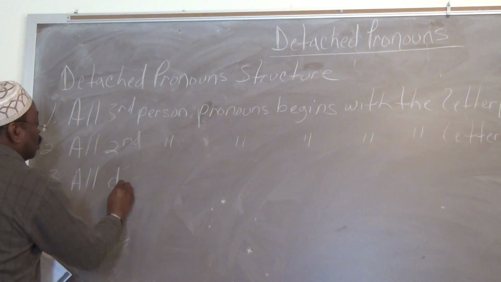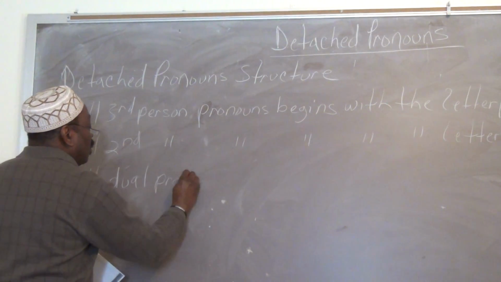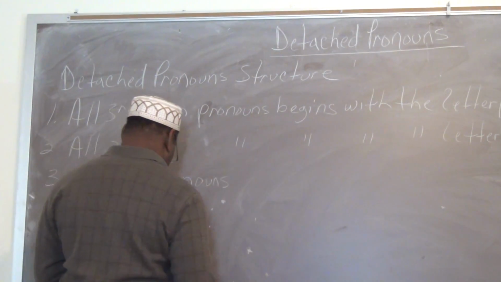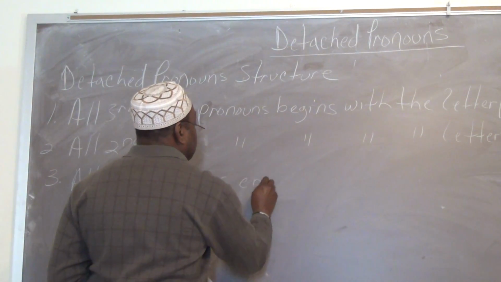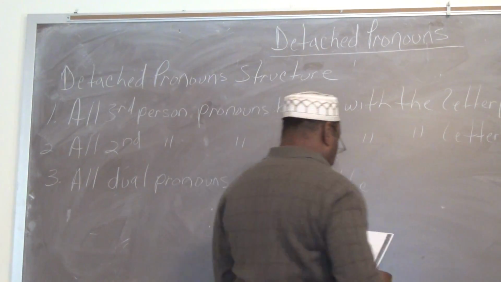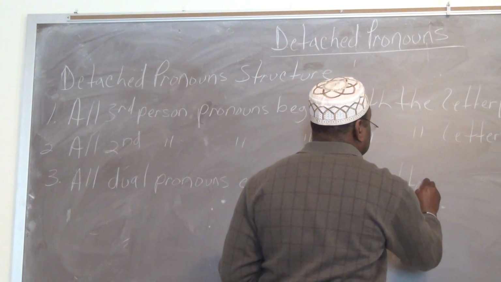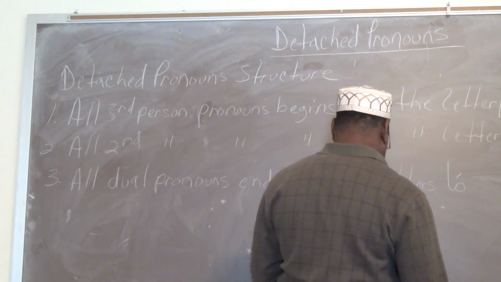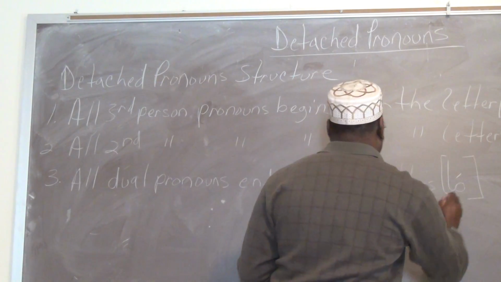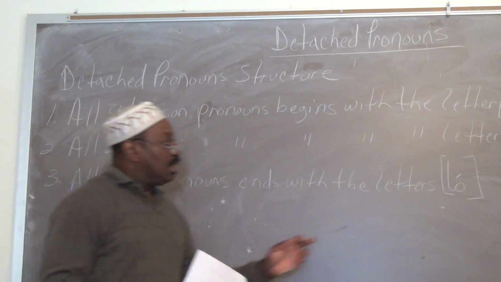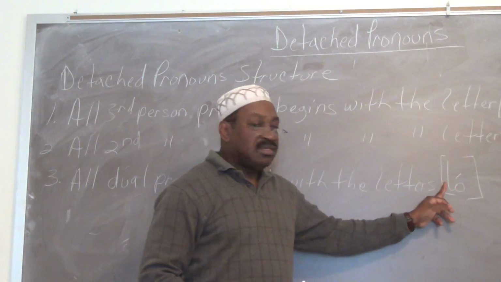Third point. All dual pronouns, and as I'm writing this, you look at the chart you got, you'll see that fit the chart you got, end with the letters. So point three, all dual pronouns end with the letters meem with fatha, and alif.